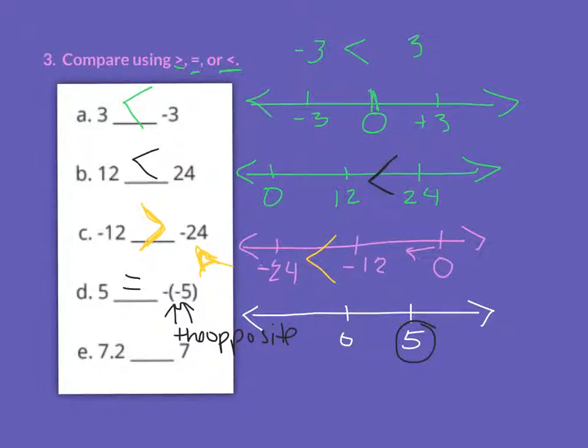And my last one, I've got 7.2 and 7. They're both positive. I'm going to put my 0 here. I've got whole numbers. I would say 7 is somewhere here, and then 7.2, or 7 and 2/10, is going to be going up. That would be 7.2. So if I continue to apply what I've been doing, 7 is smaller than 7.2, or less than, but my 7.2 is listed first here, so I am going to say that 7.2 is greater than, or larger than, 7.